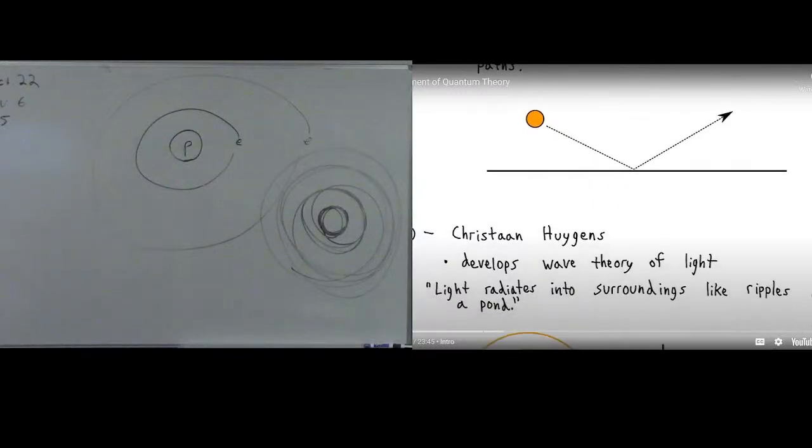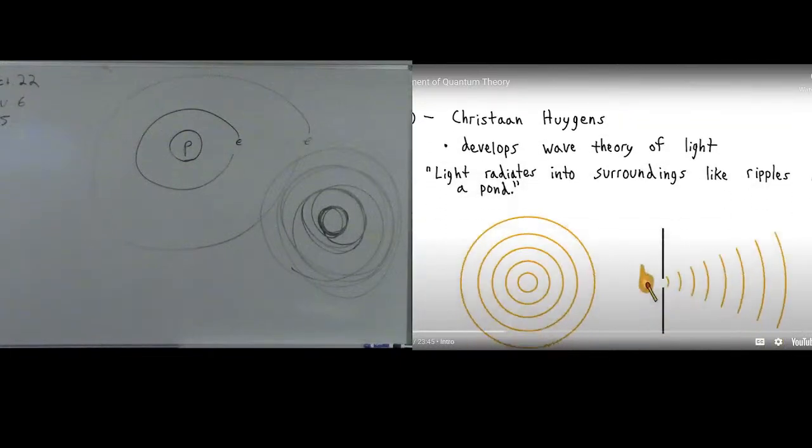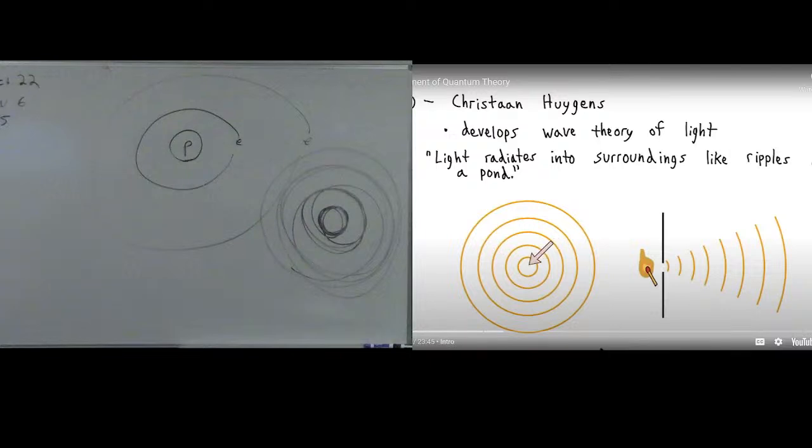Now, in 1690, Christian Huygens develops a competing theory. It's the wave theory of light, which says that light radiates in surroundings like ripples in a pond. So you can imagine here, if we throw a pebble into a pond, the ripples migrate. Well, he says that light's the same thing. So if you have a candle here, then we have waves of light radiate out into the surrounding room. Again, we see this. This is simple.